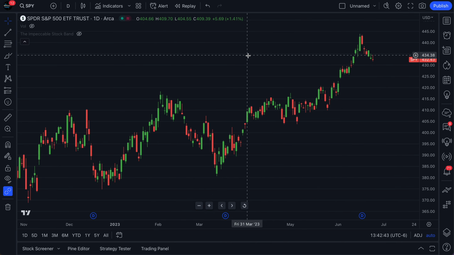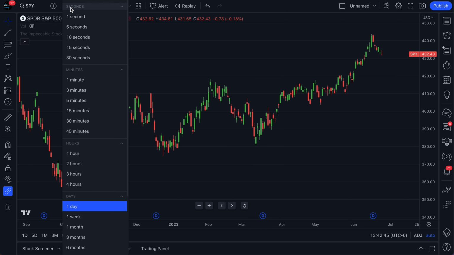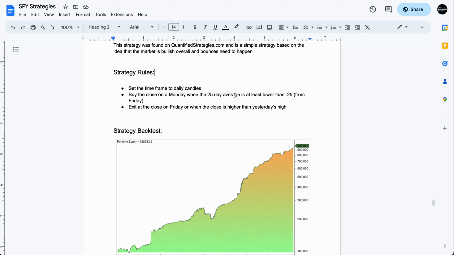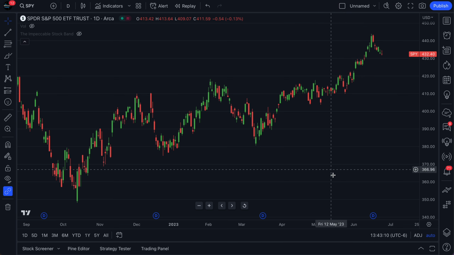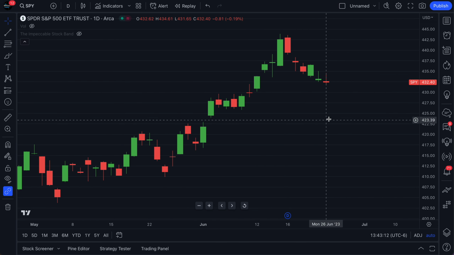Anyways, to look at the rules for this strategy, we're going to set our time frame to daily, which means we're going to go to SPY and make sure that each candle represents one trading day. Next, we're going to buy the close on Monday when the 25-day average range is lower than 25 cents. So what does that mean? It means we're going to take the high minus the low over the last 25 days and see if it's lower than 25. So today is Monday, so that's what this should be.